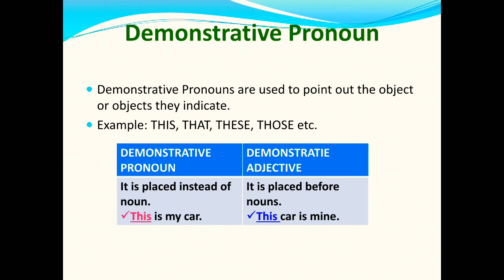Next, demonstrative pronoun. Demonstrative pronouns are used to point out the object or objects they indicate. Example, this, that, these, those.